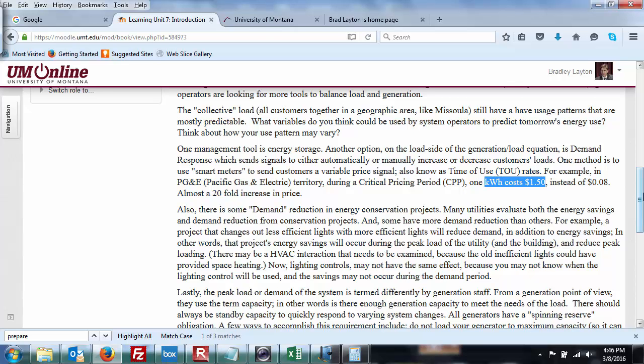Also, there's some demand reduction, and utilities evaluate both the energy savings and demand reduction for conservation projects, and some have more demand reduction than other projects. Less efficient lights will reduce demand. LEDs is a good example. In other words, a project for the people.